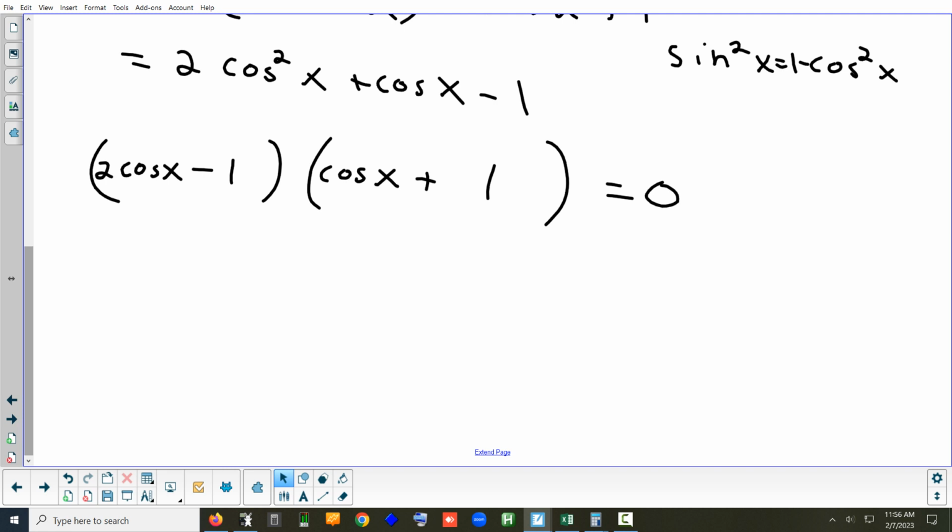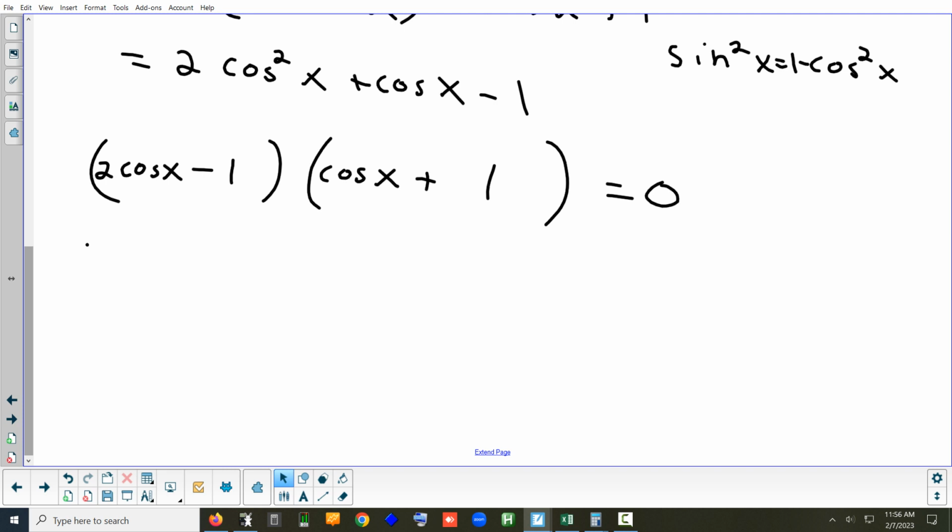Is that what I want in the middle? Probably not. I don't know. It would give you what? 2 cosine x? That's not what you have. So if we FOIL this out, do we get the term I want in the middle? 2 cosine x times 1 is 2 cosine x. So that's 2 cosine x minus cosine x. That's just cosine x. Yes. So what do we do with each one of those?